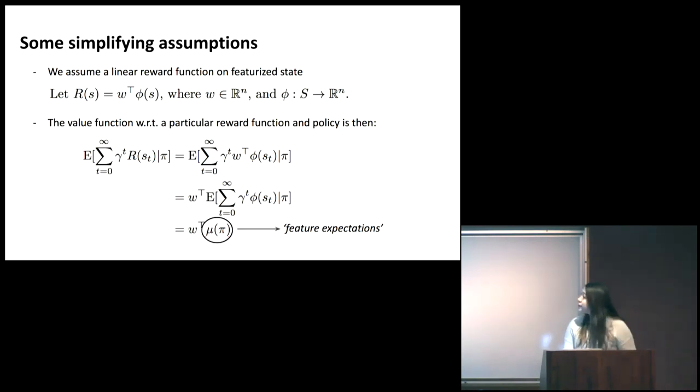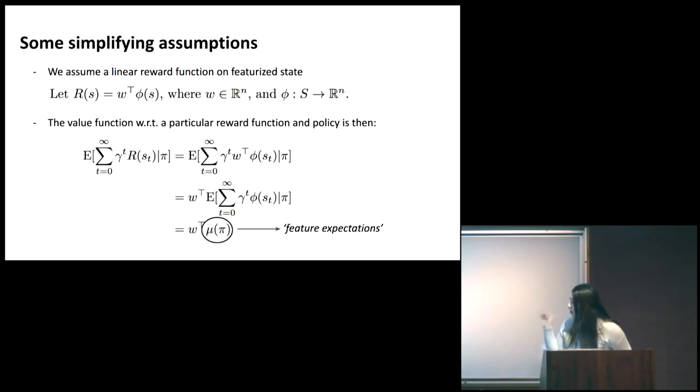So to start, we'll make some simplifying assumptions so that we can analyze what's going on. First, we're going to assume a linear reward function on a featurized state. So we have these states that we're going to map to some feature vector that will hopefully capture what is important about the state. And this is something we can manually define. And then we're going to parameterize the reward by this weight vector W.